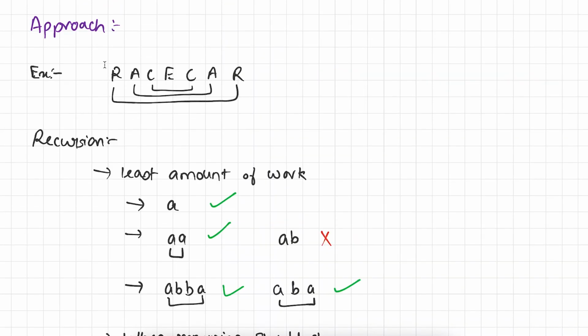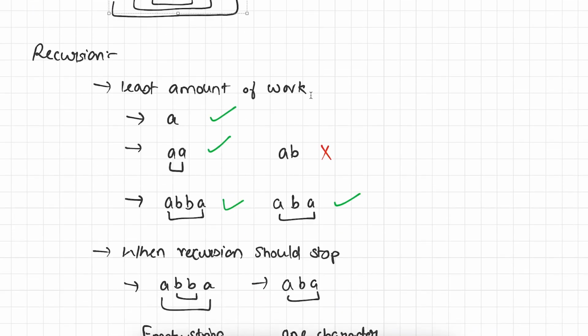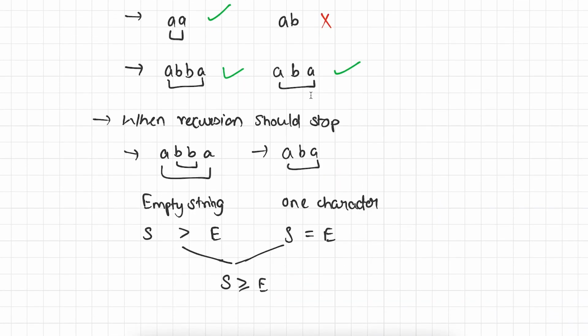If you look at this example, racecar, we first check R with R, first and last. Then the remaining string is A, C, E, C, A. Then we check A with A and find that both are equal. Then we check C with C, and both are equal. In the last, we end up with only one character. So we can clearly say that this is a palindrome string. So this is all about the approach. I hope you understood it.